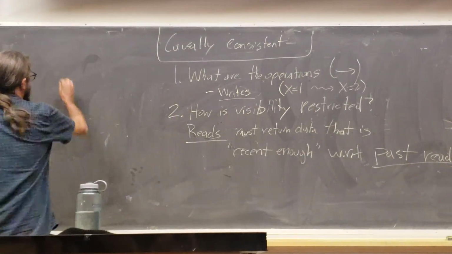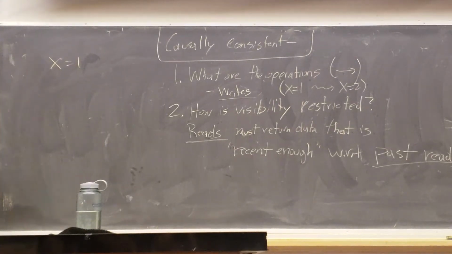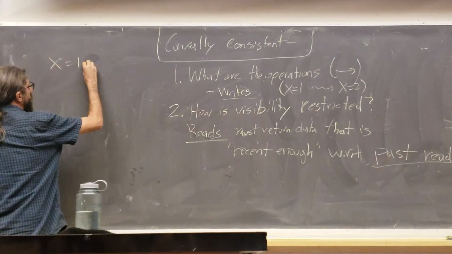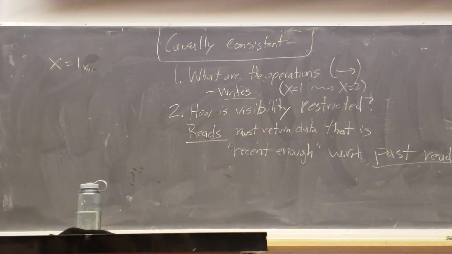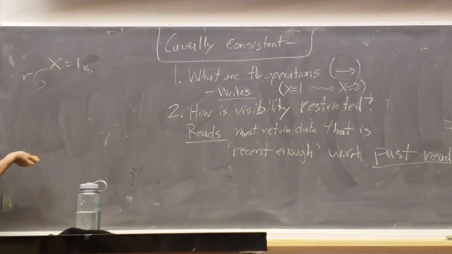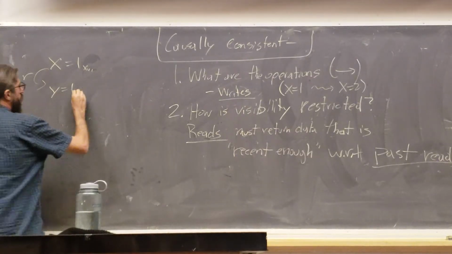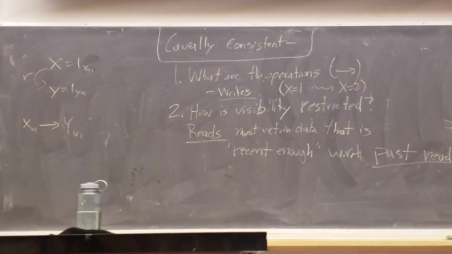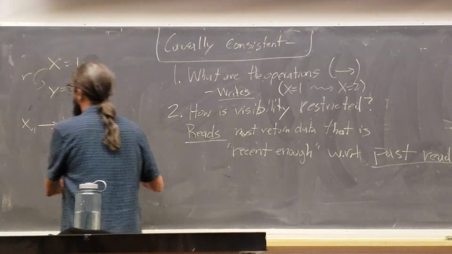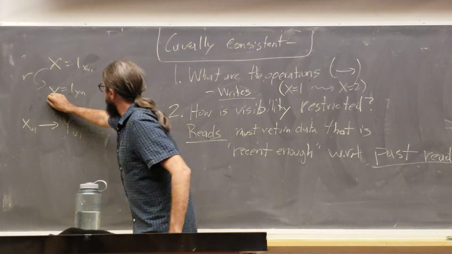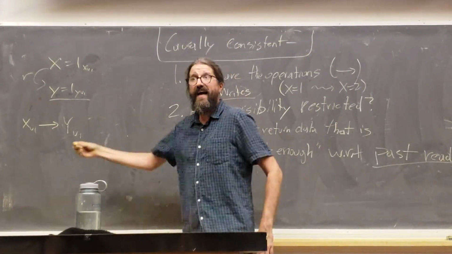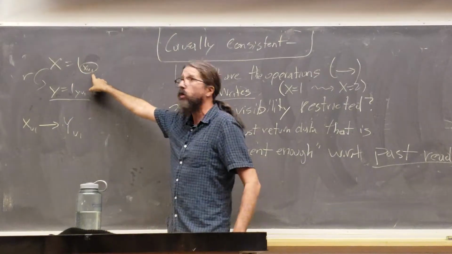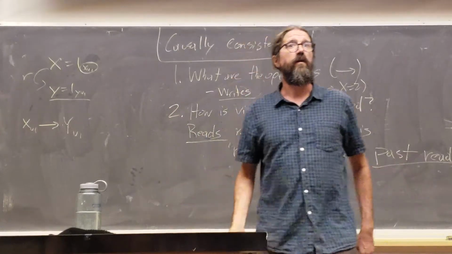Let's say there's this operation x equals 1. It makes sense to talk about this as a particular version of x. We'll call it x v1. If somebody comes along and reads x v1, and then they write y is 1, call this y v1, we can say that x v1 happened before y v1. I might not have written this particular version of y had I not read this particular version of x. And that implies that if somebody comes along, maybe on some other replica where this data is slowly trickling in, and reads y v1, and then requests x, they had better not read a version earlier than x v1, say x v0. And that's what causal consistency is.